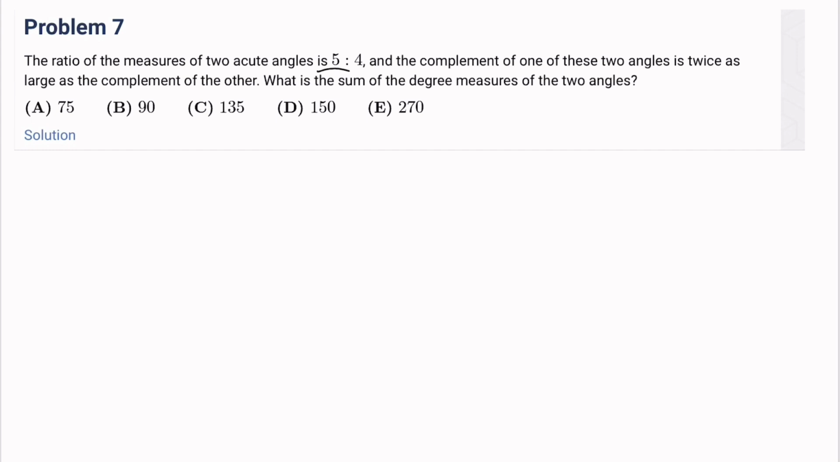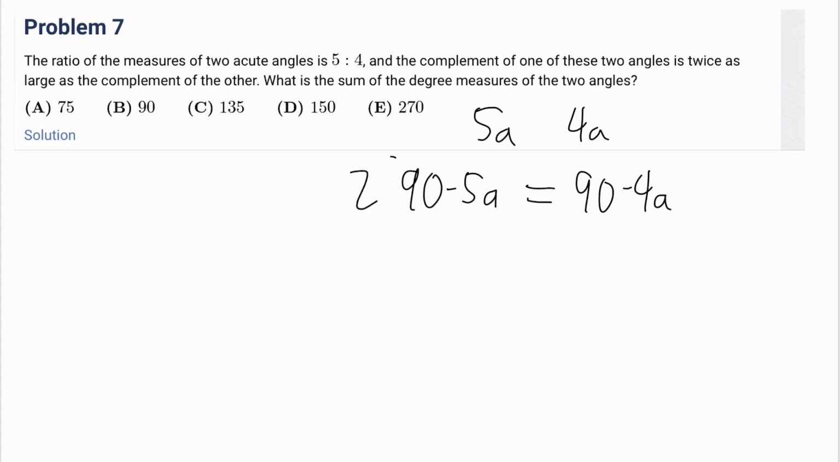Okay, so since the ratio is 5:4, then those two angles would be 5a and 4a, right? And those complements would be 90 minus 5a and 90 minus 4a. Let's say we're dealing with degrees here because it's the degree measures, right? And the complement of one is twice as large as the other. And since 90 minus 4a is larger than 90 minus 5a, 90 minus 4a would equal 2 times 90 minus 5a, right?